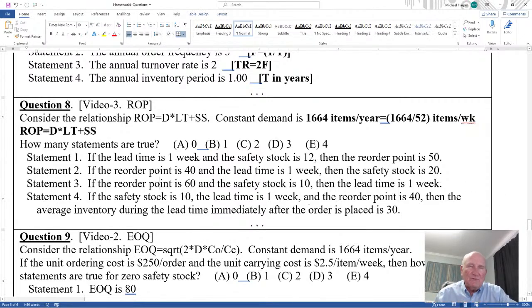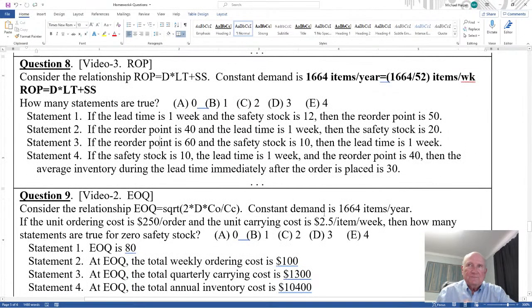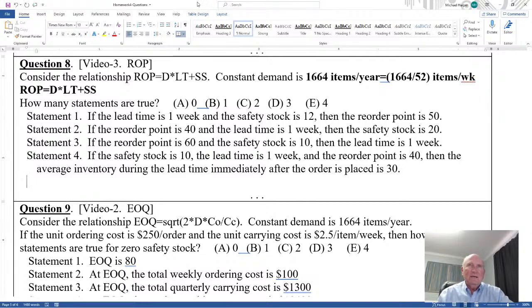Now, statement 4 is a little bit different. If the safety stock is 10, the lead time is 1, the reorder point is 4, then the average inventory during the lead time immediately after the order is placed is 30. Okay, interesting. Interesting because it's a very good problem. It's something that's important, something valuable that can be used in industry. So let's bring back the lecture.